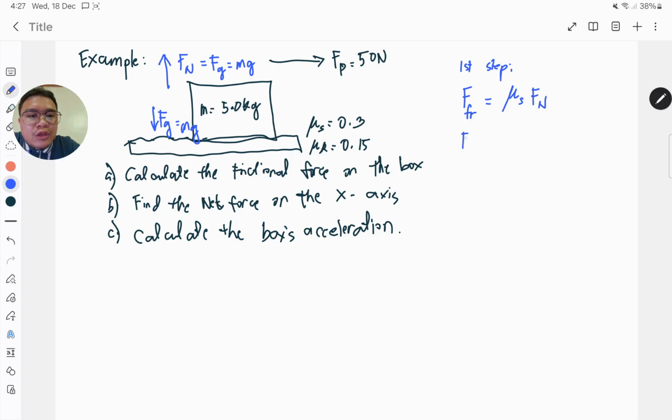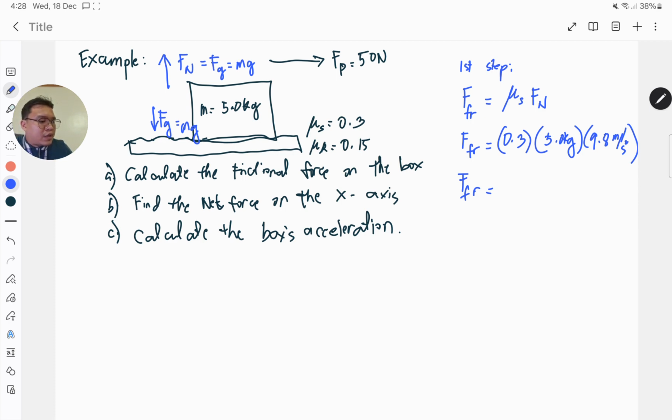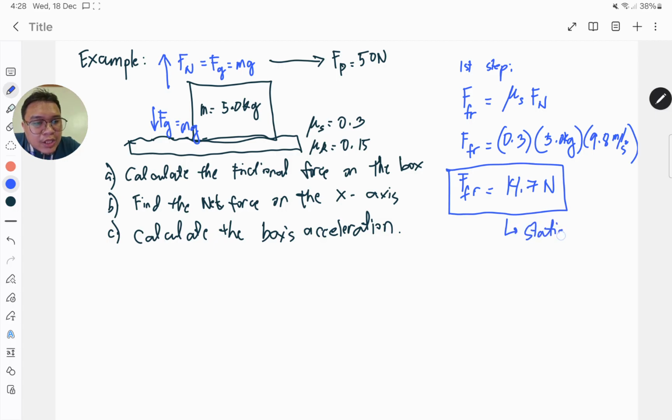Therefore, to calculate our frictional force, we multiply 0.3 by the normal force, which is equal to mg. So we have 5.0 kilograms multiplied by 9.8 meters per second squared, the constant of gravitational acceleration. Plugging this in the calculator, 5 times 9.8 times 0.3, we get around 14.7 newtons. That is the amount of our frictional force due to the static friction.